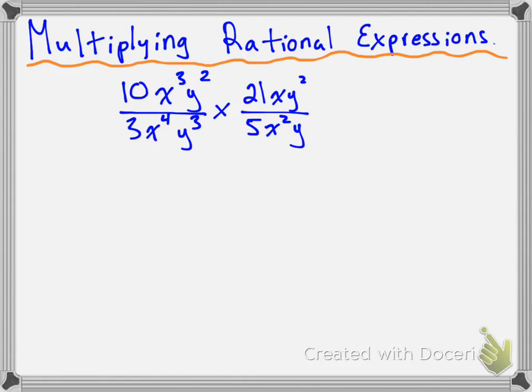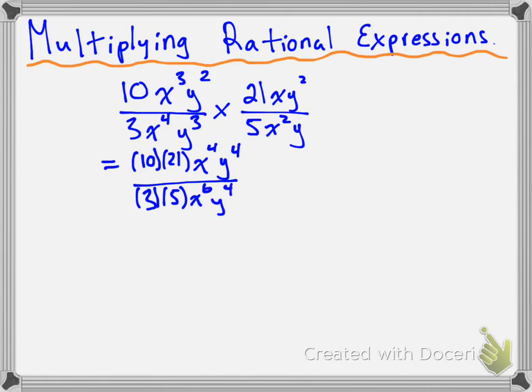When they're already fully factored, all you need to do is start by multiplying the two coefficients from the numerators and multiplying the two coefficients from the denominators, kind of like when you're multiplying fractions, you would just multiply the tops and then multiply the bottoms. We're going to do the same thing here. So we start by multiplying the two coefficients in the numerator, multiplying the two coefficients in the denominator, and then we're going to multiply the variables.